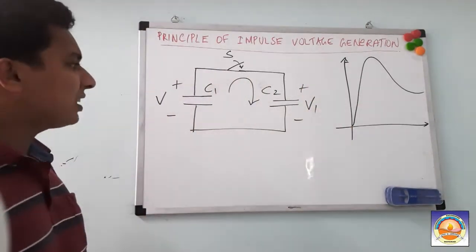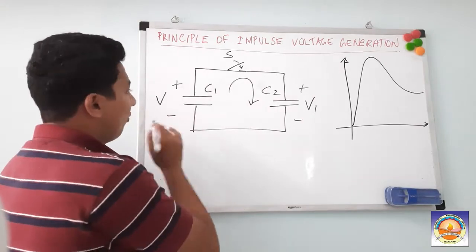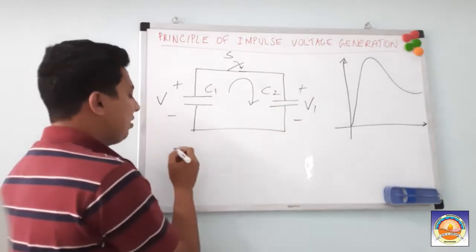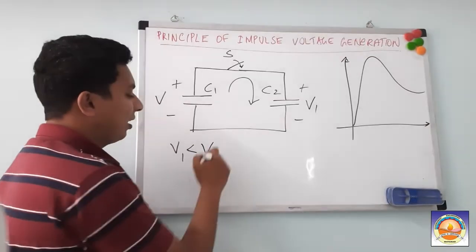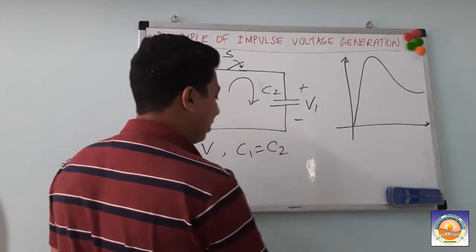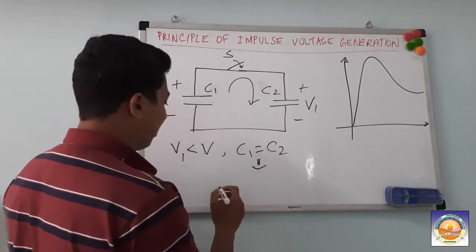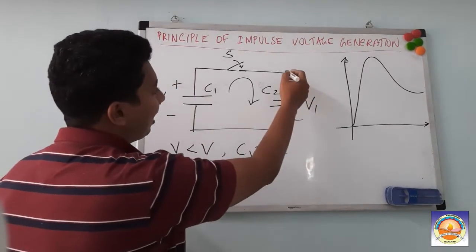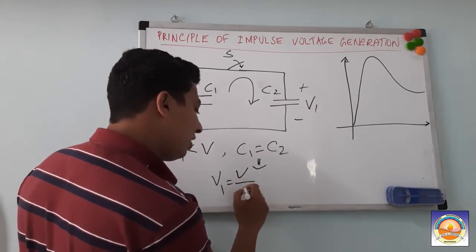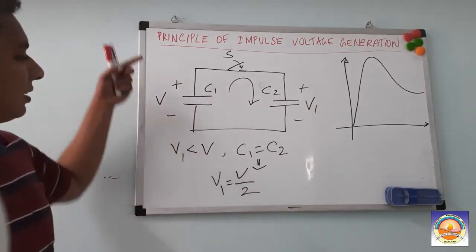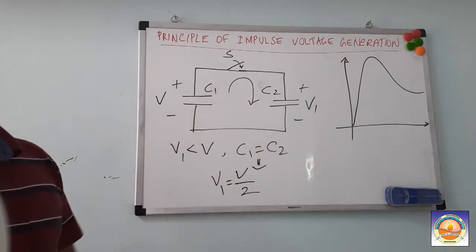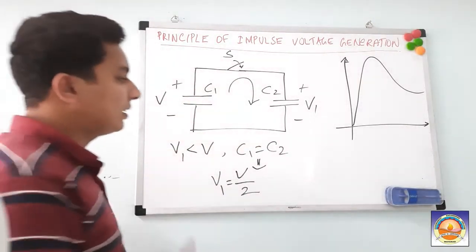Right. So what is the peculiarity of this V1? One thing is quite sure that this potential, this V1, should definitely be less than V. If at all our C1 is equal to C2, in that case what will happen? We can say that the potential across this one, V1, will be V by 2. Right. Because that was the original potential that we applied here. So this is the case when you have two capacitances and the capacitance is switched.